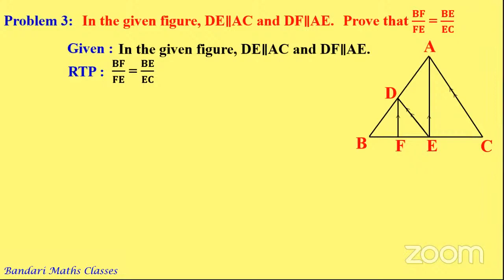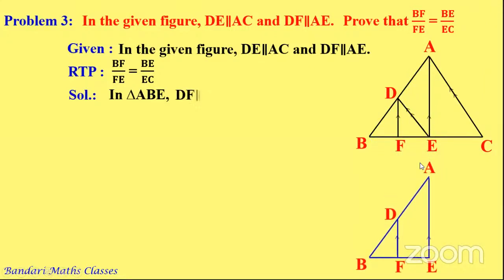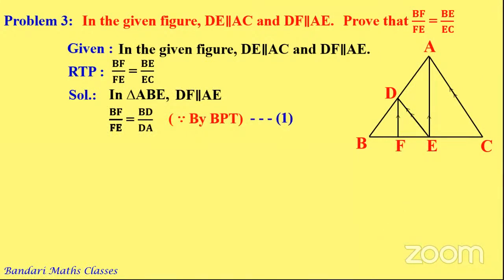To do this, I am going to take the proof in triangle ABE. Immediately the color of triangle ABE has changed, it is blue color, shifted to the outside. Here DF is parallel to AE. Then what comes? The basic proportionality theorem. BF by FE equals BD by DA.